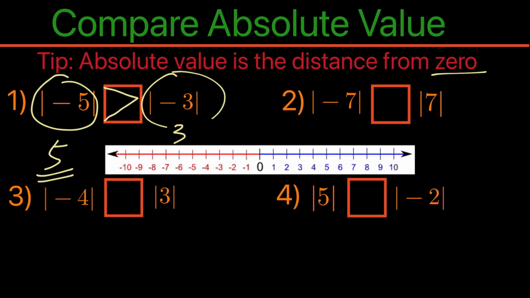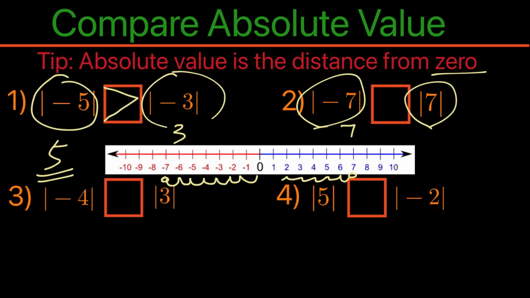And so we're going to go ahead and plot these on the number line. So we have -7, which will be right here. And we have 7, which will be right here. And we can tell that the distance from 0 is 1, 2, 3, 4, 5, 6, 7. That will go for -7. And for 7, it will be 1, 2, 3, 4, 5, 6, 7 as well. So that will be 7.